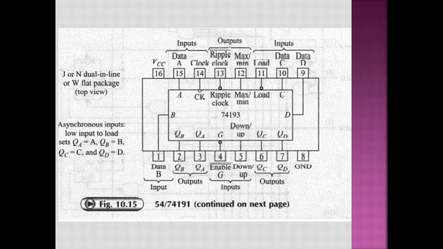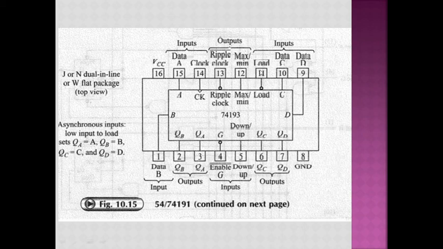Suppose you want to start the counting from state number 5. State number 5 corresponds to A equal to 0, B equal to 1, C equal to 0 and D equal to 1. This condition has to be established on the data inputs. That is, the data at pin number 1 is supposed to be 1, then you precondition C, D and A likewise. Then you have to load this data.